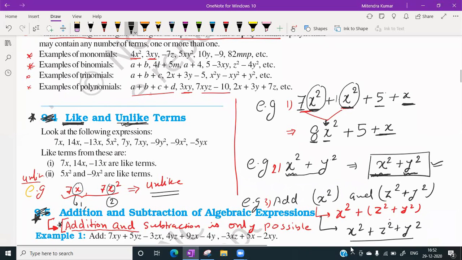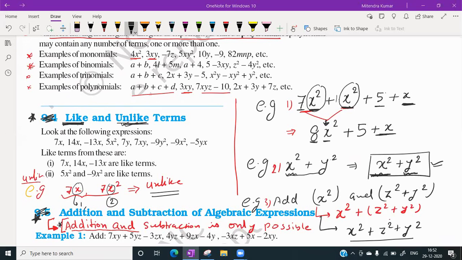सबको आ रहा है? रुबीर एंड मानसी, मानसा, आर एबल टू अंडरस्टैंड? लक्ष्य, yes sir. लक्ष्य आपको आ रहा है समझ में? Yes, good, sir. Good.